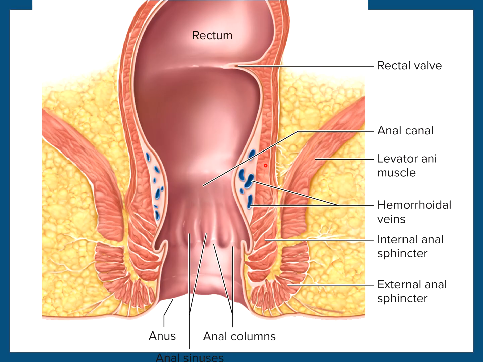And then you can see that there are these anal sinuses and anal columns that are going to have those cells and produce a bunch of mucus and lubricant. And then you can see that internal anal sphincter here made out of smooth muscle. And then you have that external anal sphincter that is made up of the levator ani muscle, part of the pelvic floor, part of that pelvic diaphragm, and that is the skeletal muscle that we can control.